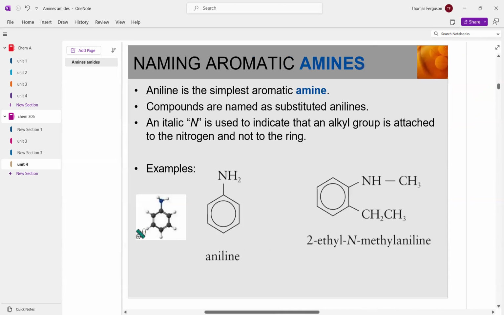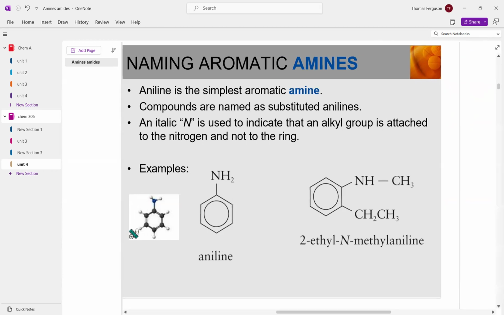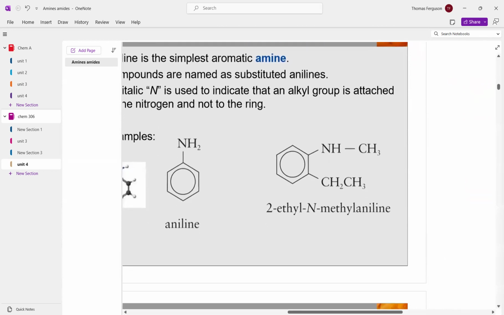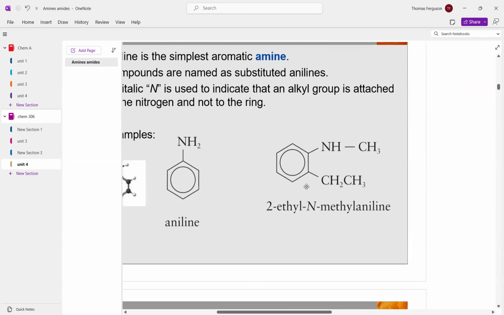Now, when we talk about aromatic amines, it's based on the benzene ring with an amino group on it, so it's called aniline. So that's the base unit. So if we look at this one over here, we've got a methyl group hanging off the nitrogen, so that's going to require a capital N in front here. And then we have another branch, 1 over.